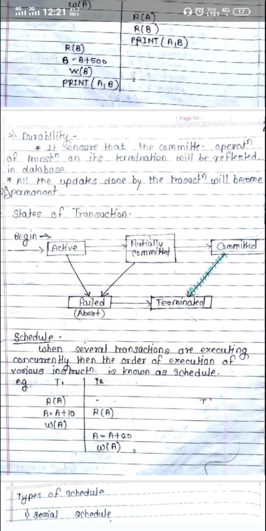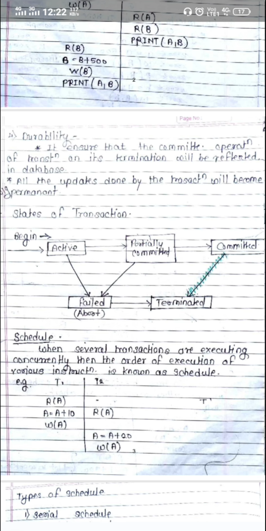Depending on the transaction, it will update the database. That is nothing but the durability, and that updation must be for longer time or permanent. That's why it is called durability. Then we have studied the states of transactions. There are 5 states: active, partially committed, committed, failed, and terminated. These are nothing but the states of the transactions.